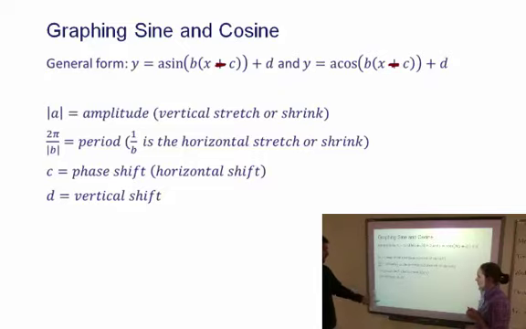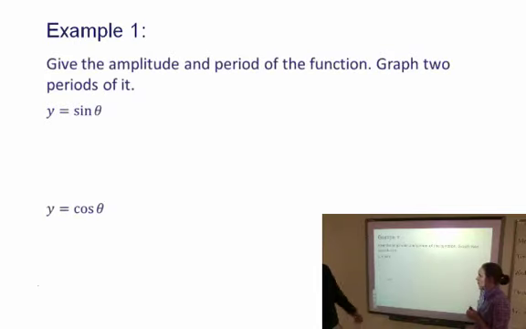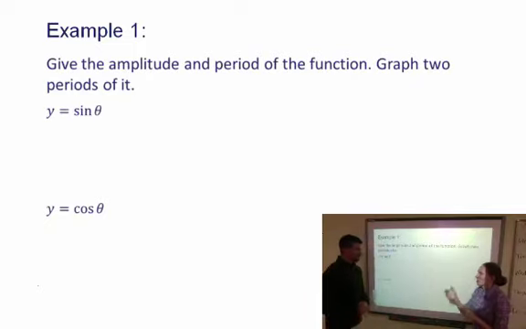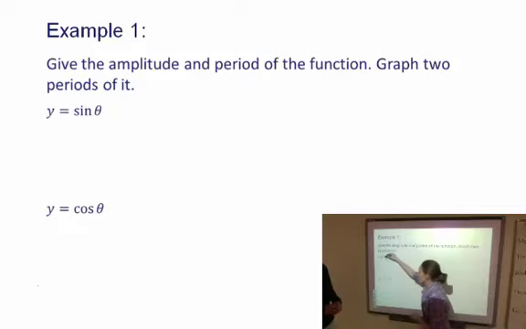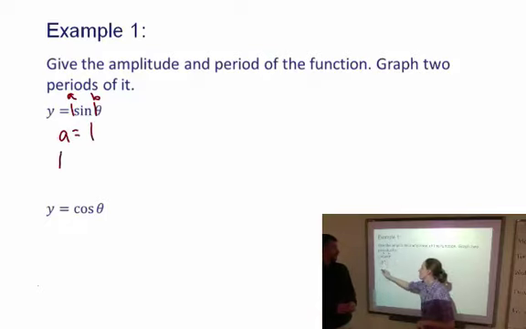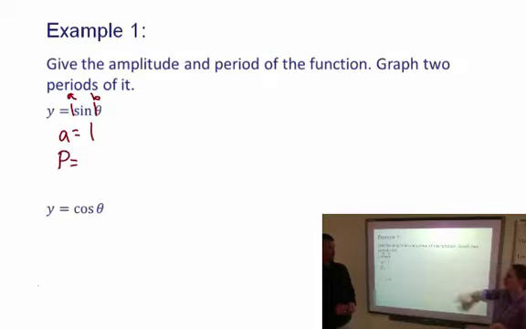So, given the amplitude and period of the function, graph 2 periods. Let's start simple with sine theta. If we have this situation, keep in mind that we've got a 1 and a 1, where this is telling us A and B. So our amplitude here would be 1, and our period, which is the other thing they want us to list, is 2 pi over B.